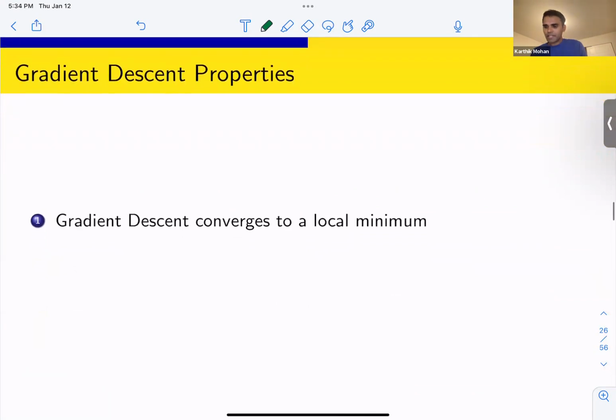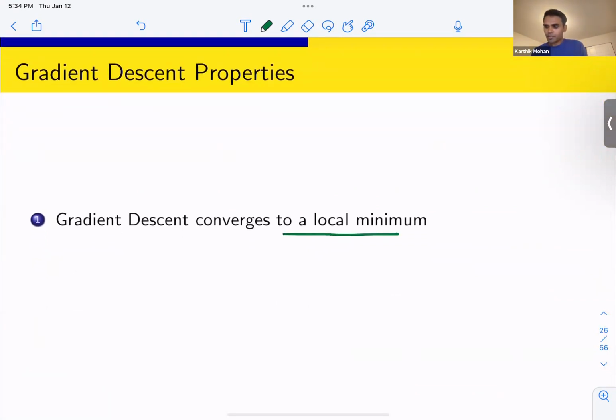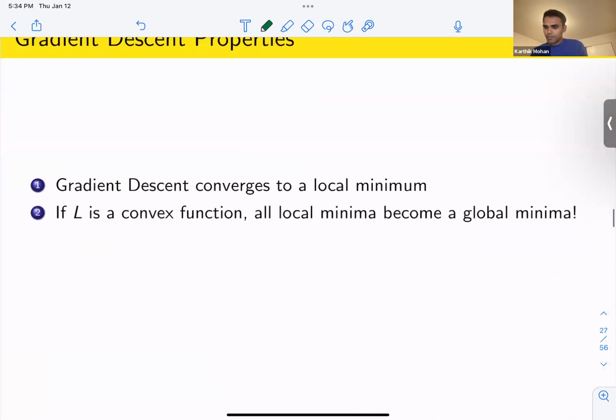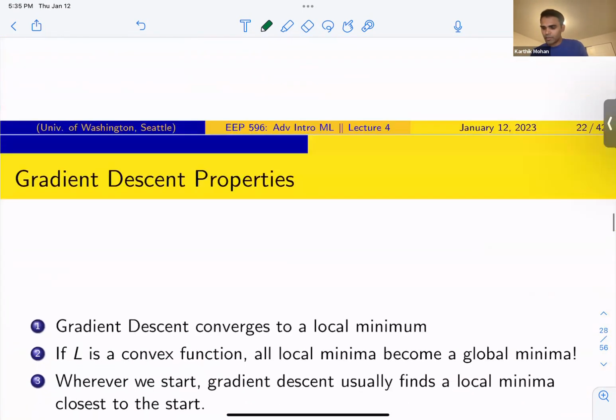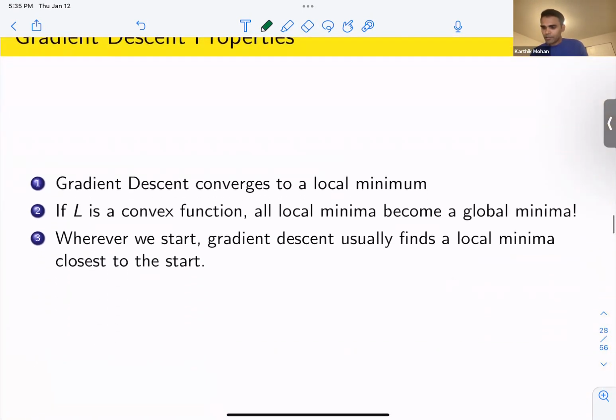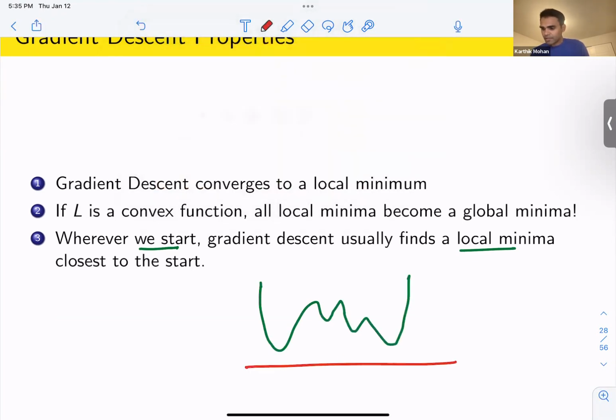So some properties of gradient descent. Gradient descent converges to a local minimum. We spoke about this. If it's a convex function, all local minima become global minima. There's no local minima. It's all global. So wherever we start, gradient descent usually finds a local minimum close to the start. If you have a function like this and you start here, you're going to end up here. But if you start here, I might end up here. So depending on where you start, you end up at an appropriate local minimum.